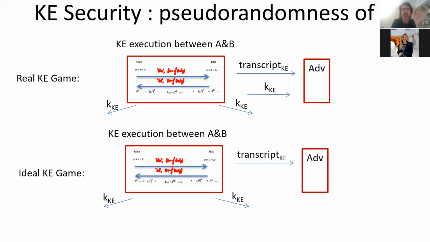But in the ideal key exchange game, you give him the transcript the same way, but then you follow it by a completely independent key. And he cannot tell the difference between the two.